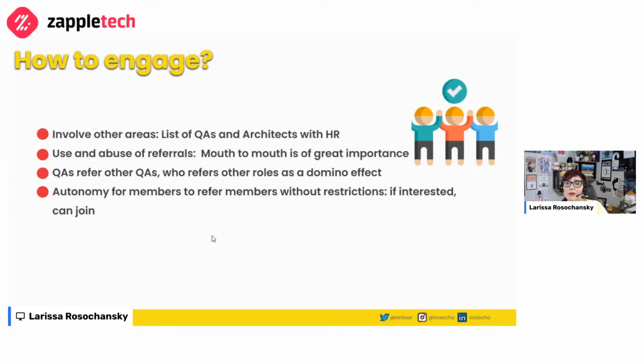And we made abuse of referrals. Mouth to mouth was of great importance, because we had new QAs entering every time. So we allowed everyone to invite everyone. The QAs were able to invite other QAs, and the architects invited other architects. We had the leadership, the senior managers, being invited as well, because we noticed that sometimes leadership didn't understand testing and quality the way they should, and they couldn't defend quality the way it should be done.